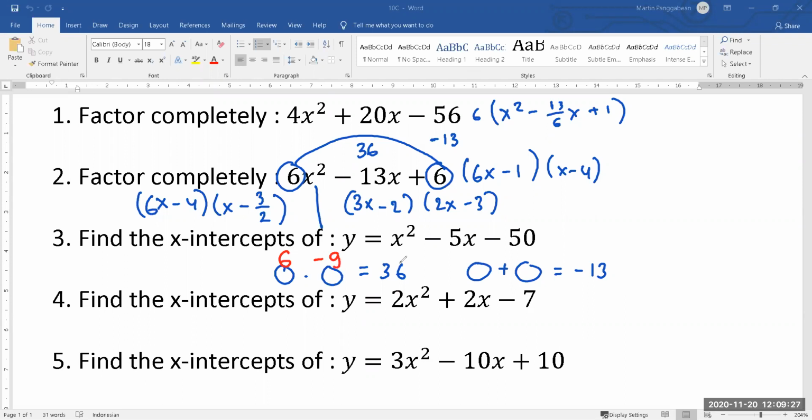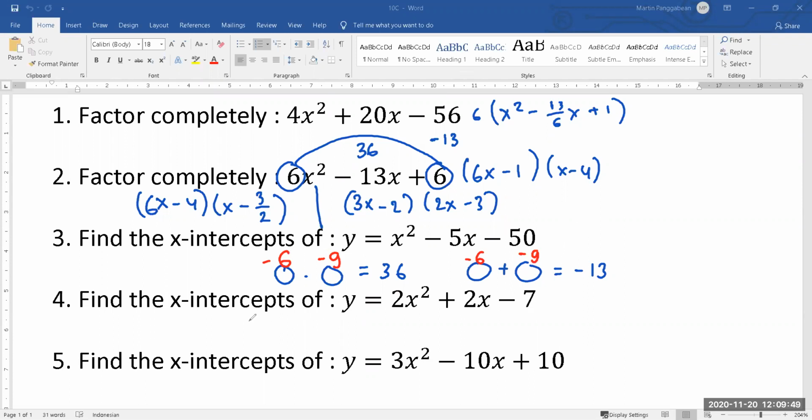Oh, wait. Basically, it's 6 and 9. Really? 6 and 9? I think it's negative 6 and negative 9. Yes, that's what I meant, I forgot to write it.